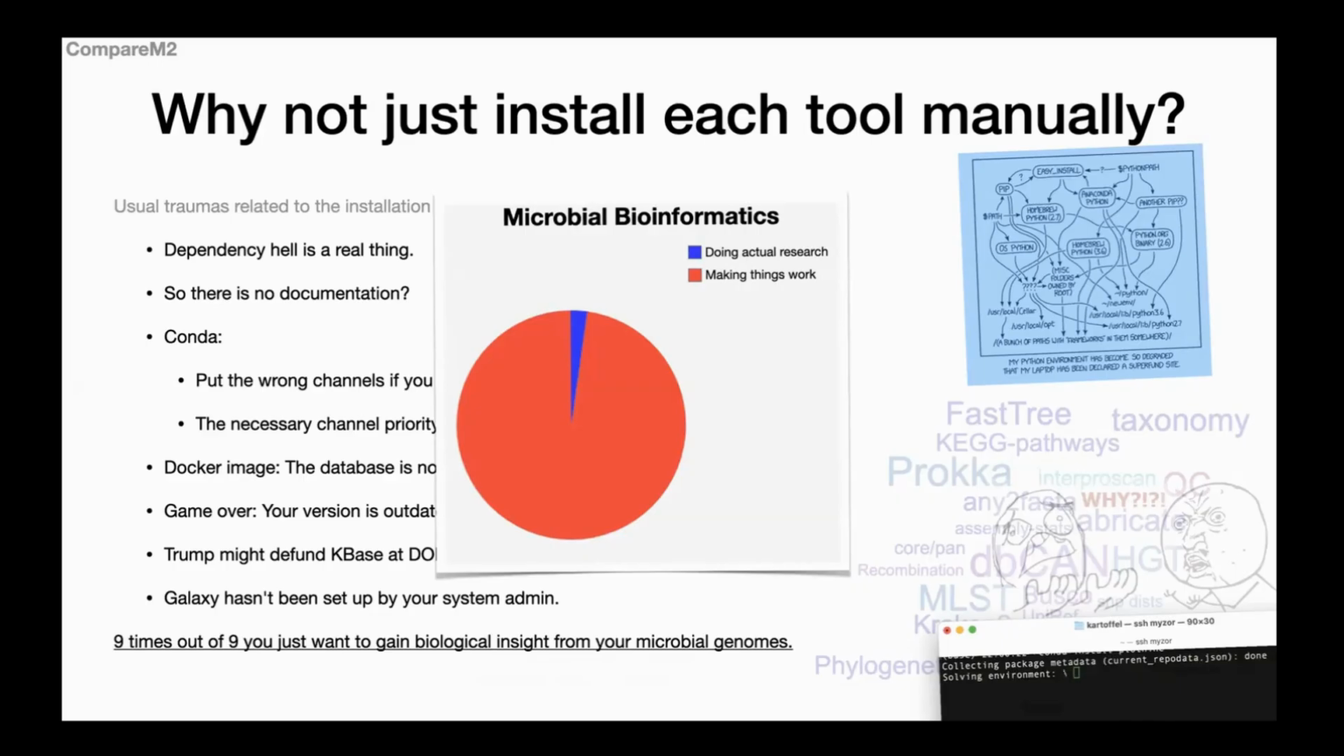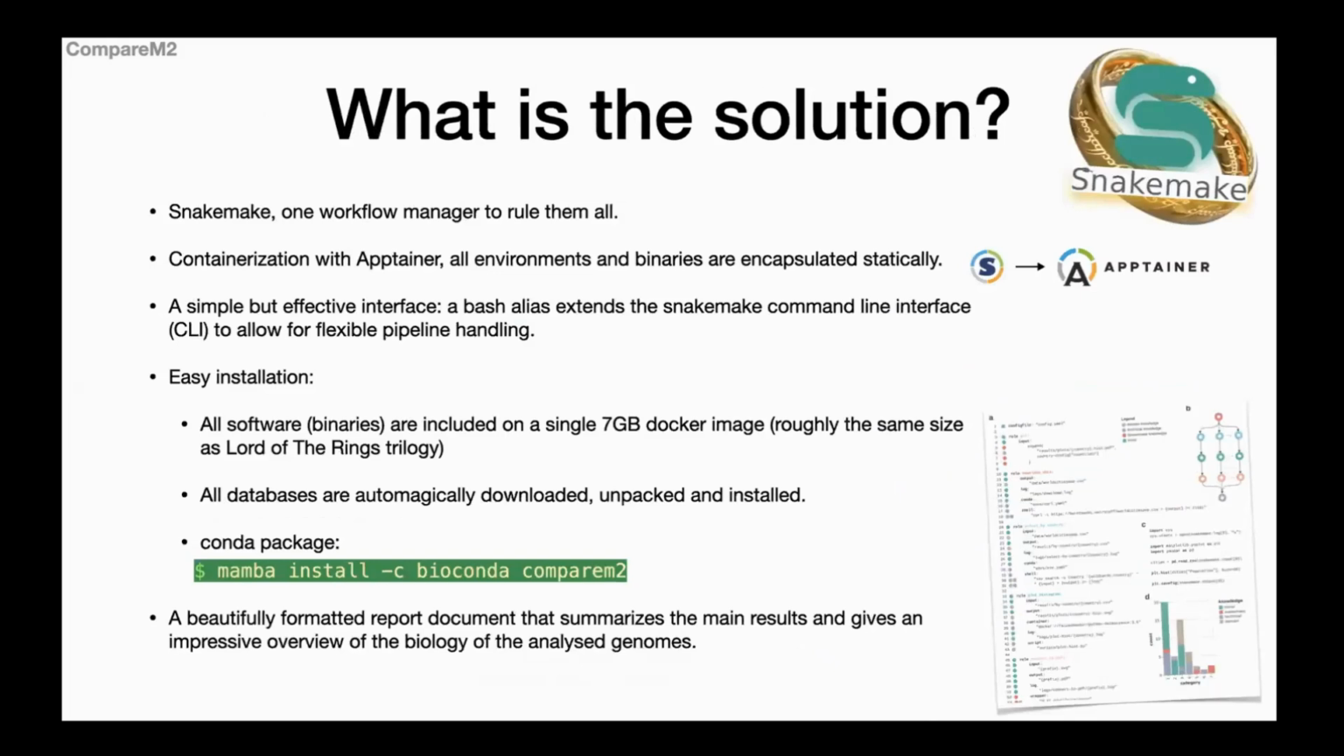If there was a way that all these different tools that we all use to compare microbial genomes could just be part of one pipeline that did everything for us, we wouldn't have to spend so much time working with the technical challenges of installing these tools. So my solution was to start over and make one big pipeline, which is this Comparem2 workflow. It's based on Snakemake, which I think is the best workflow manager. I'm using Apptainer containerization to make sure that everything works together and you can download everything in one go. I made a simple and effective command line interface, so it's easy to use this tool.